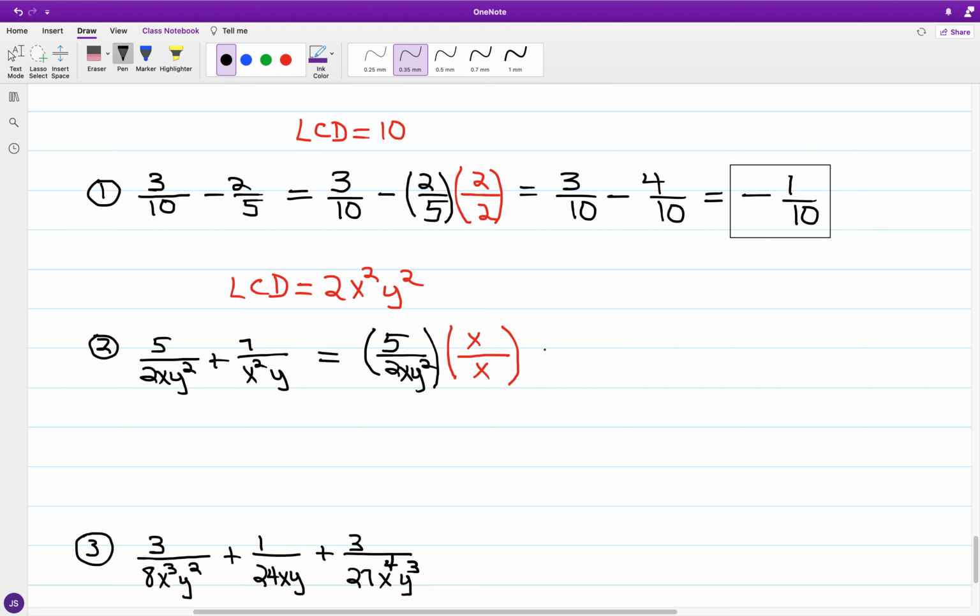And for 7 over x squared y, and taking x squared y into 2x squared y squared. So you have 2. We already have the x squared. Now we have y into y squared goes y times.